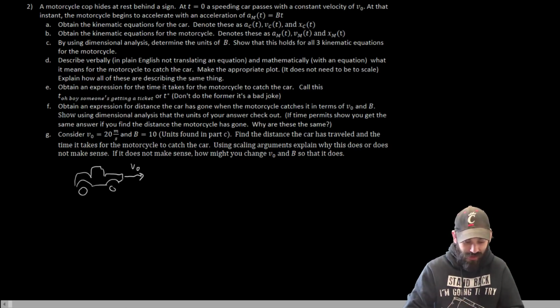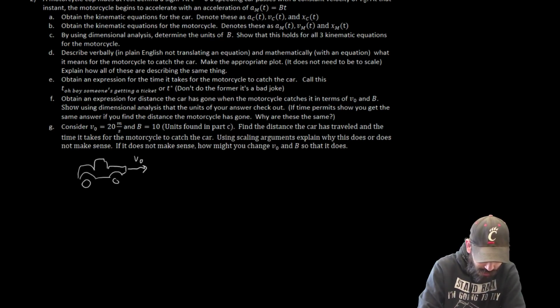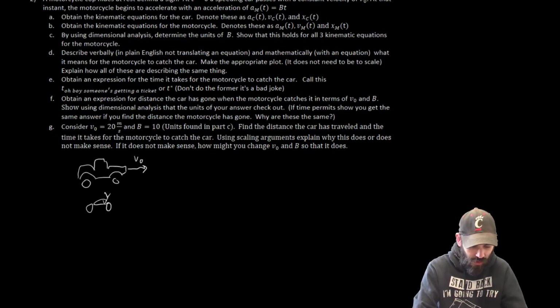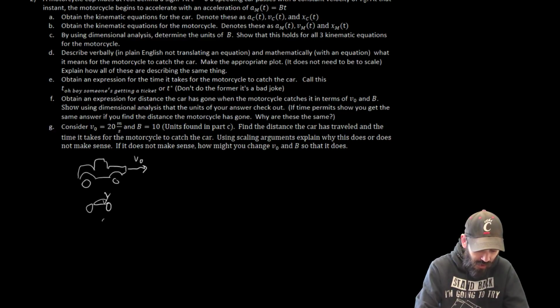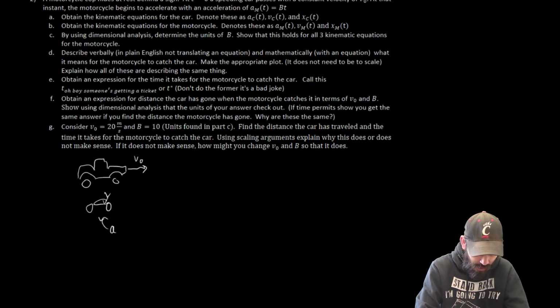And at the instant that it passes this motorcycle, and I don't really know how to draw a motorcycle, so I'll just try my best here. It's a little bit more of a bicycle, but you get the idea. So there's our motorcycle, and this starts to accelerate with some acceleration that was given here as a sub m, for motorcycle, of t equals b times t.